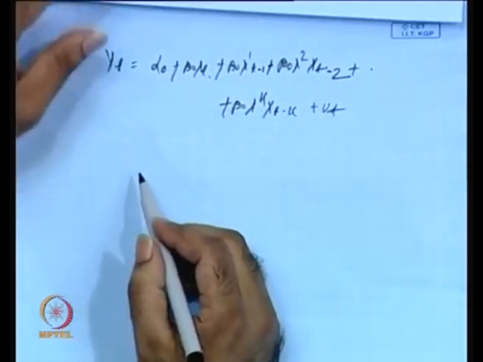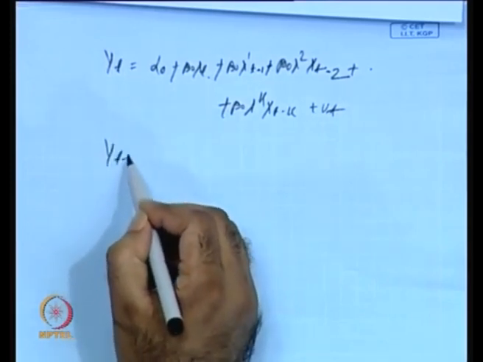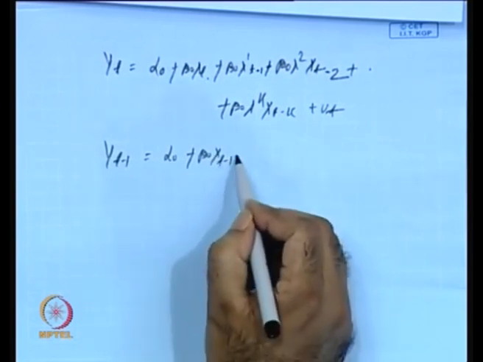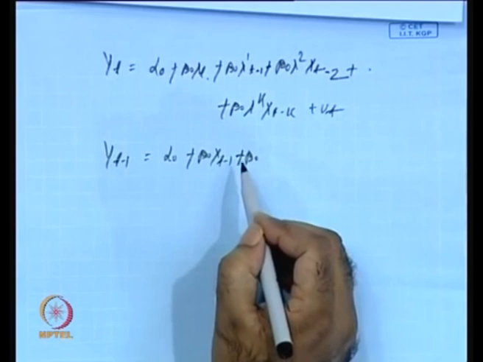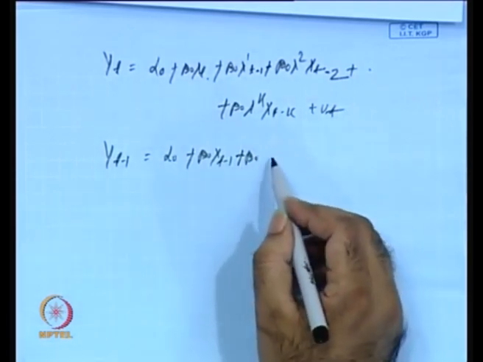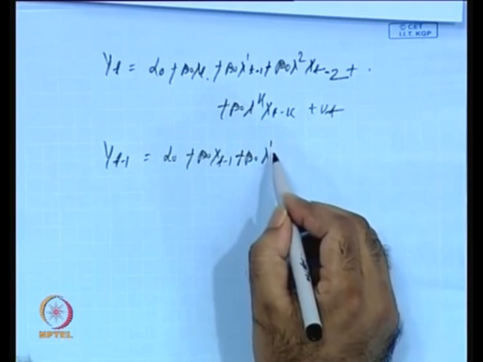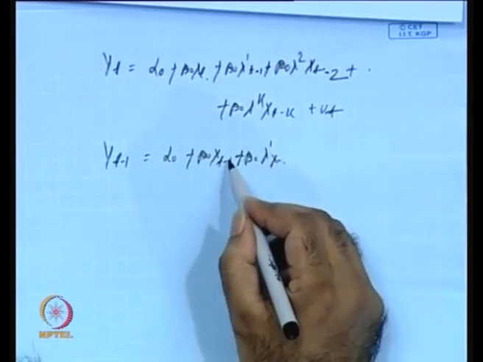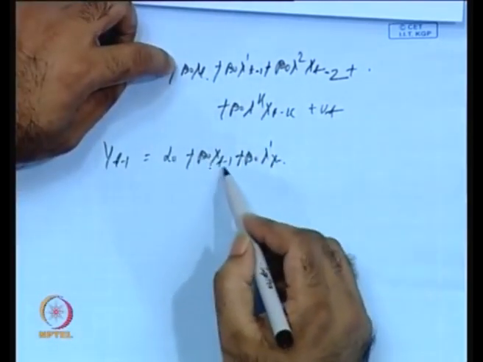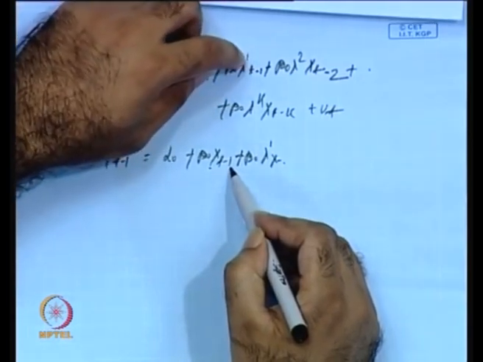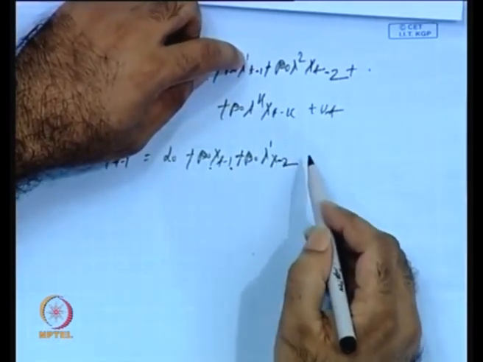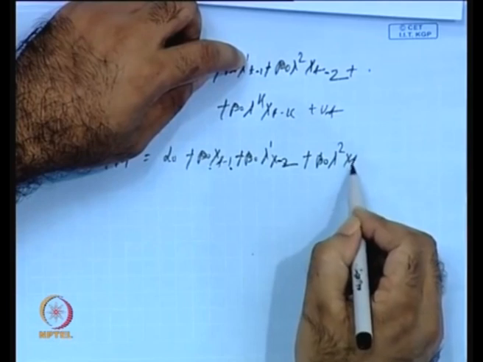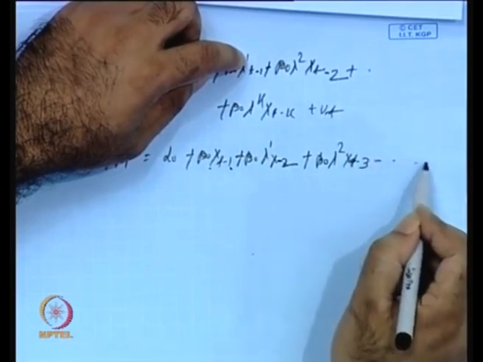So, what I will do now? I will create another variable here, let us say y t minus 1. Then alpha 0 plus beta 0 x t minus 1, then beta 0 lambda to the power 1 x t minus 2, then beta 0 lambda to the power 2 x t minus 3, and it will continue like this.